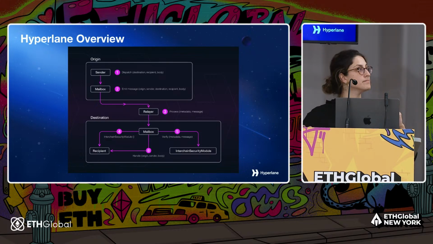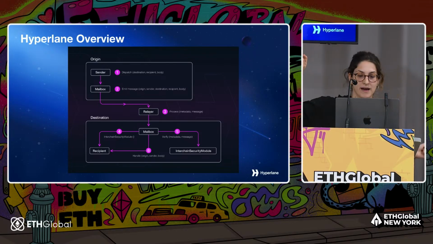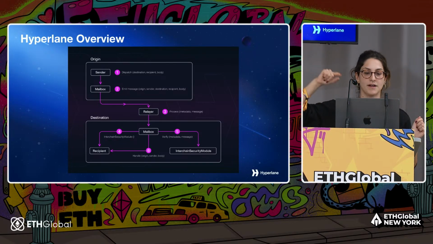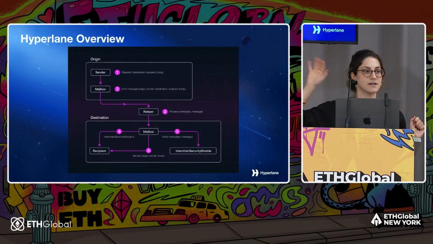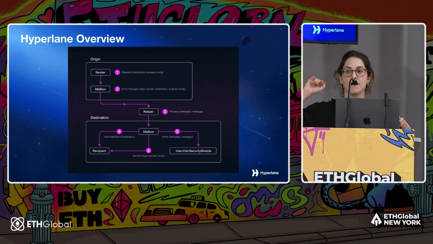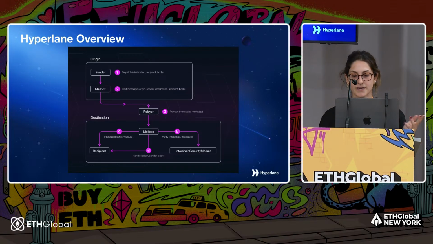You can see over here as well, you have the mailbox contracts on both chains. So they are your interfaces into all these different networks. Where Hyperlane is deployed means where the mailbox contracts are deployed and where the relayer runs. And you can view all this in the Hyperlane registry in the documentation.